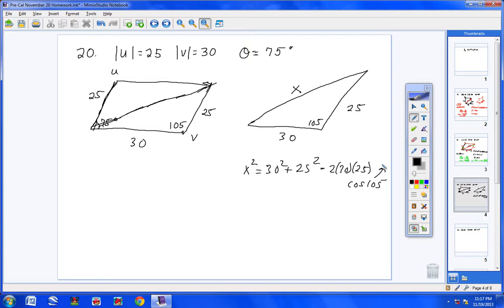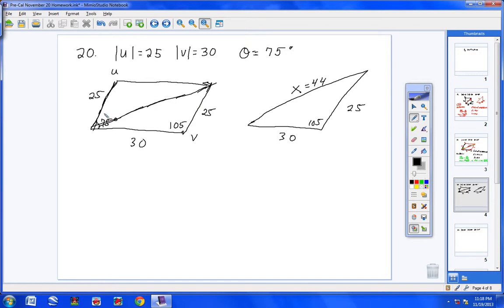And what you're going to get is x squared equals 1913.228568. Take the square root of both sides and you will get 43.7. I'm going to go ahead and just call it 44 and get rid of that decimal, even though the directions told us not to. I'm not really too worried about that. So there's the length of x, 44. So now you know the resultant. When you add those two vectors together, you get 44.